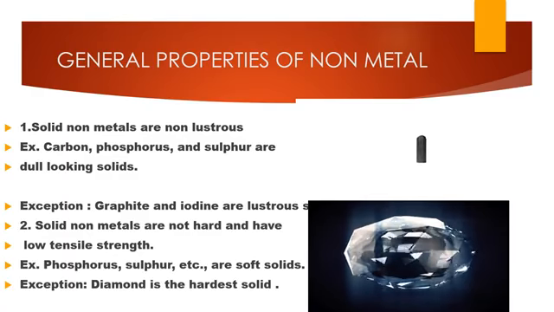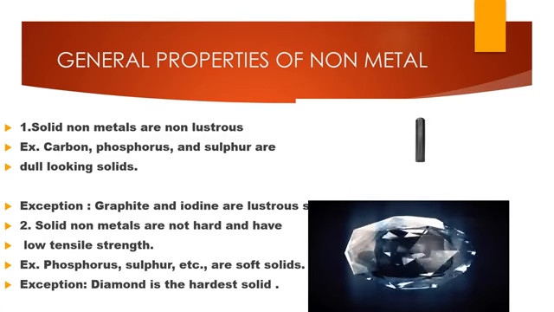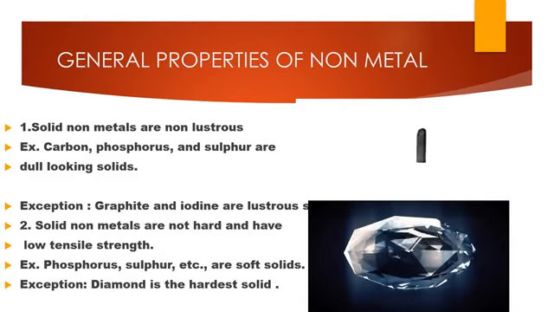In this also we have some exceptions. Here graphite and iodine are lustrous solids. We already know lustrous means shiny. This is a property of a metal, but these two non-metals, graphite and iodine, even though they are non-metals, look very shiny in appearance.